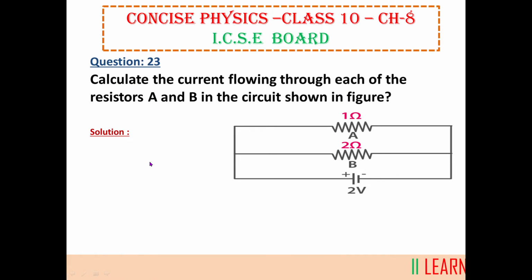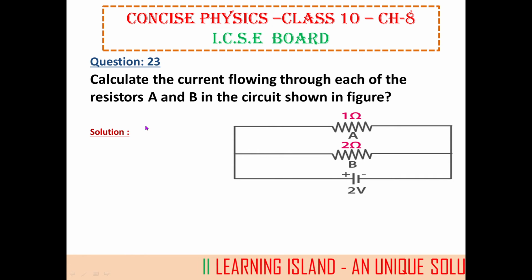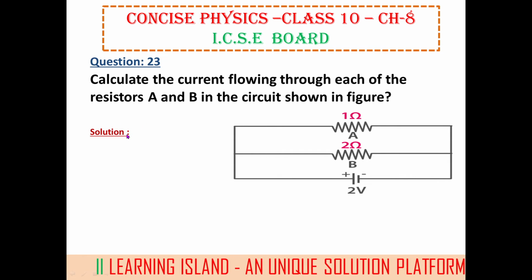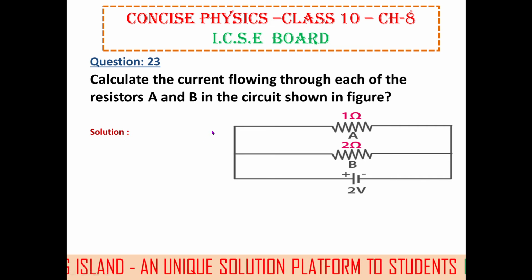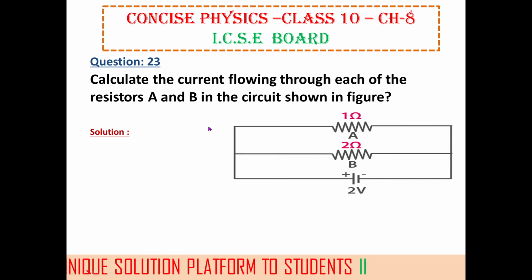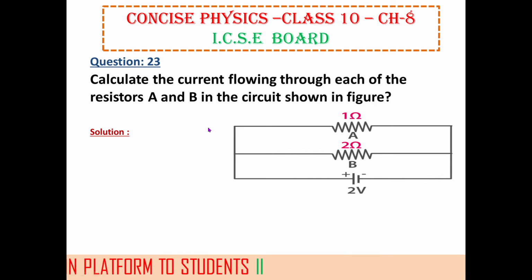Question number 23. Calculate the current flowing through each of the resistors A and B in the circuit from the figure. So here the circuit is given, so we'll have to find out the current flowing through each of the resistors. So here you see we'll have to find out first the total equivalent resistance of the circuit.